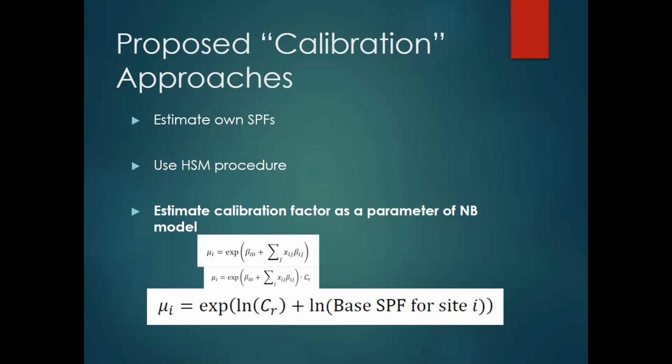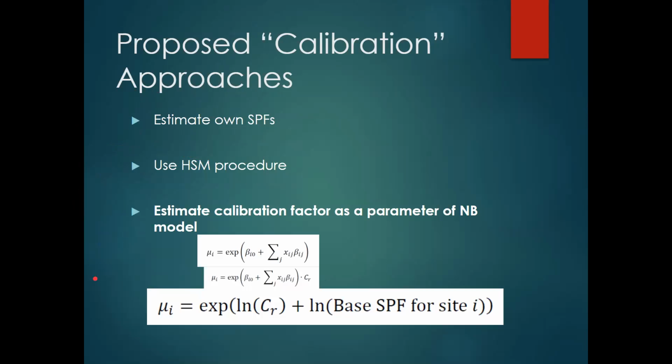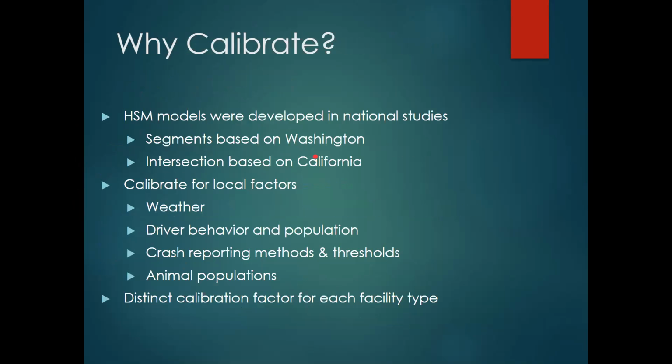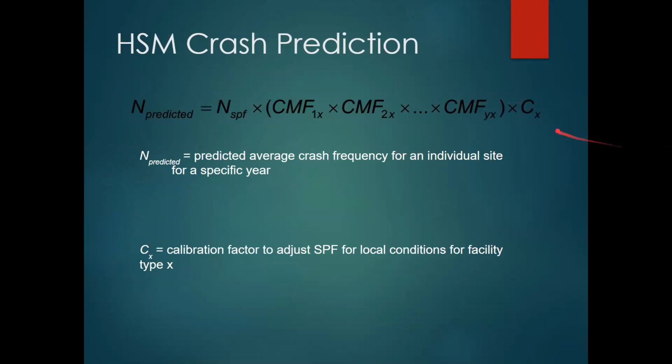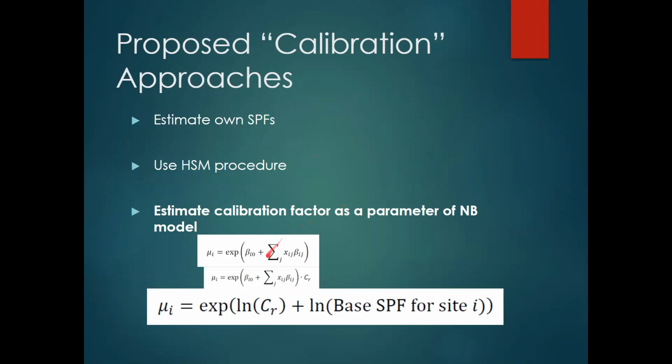So what they did was use the HSM procedure, the Highway Safety Manual procedure that I showed you earlier. That's right here on this slide. Using the HSM procedure, they get a CR value. HSM said you apply that CR value directly into this equation right here. But the fancy thing they came up with was don't apply CR directly. Instead, for each facility, use the CR you found as a calibration factor, as a model parameter.